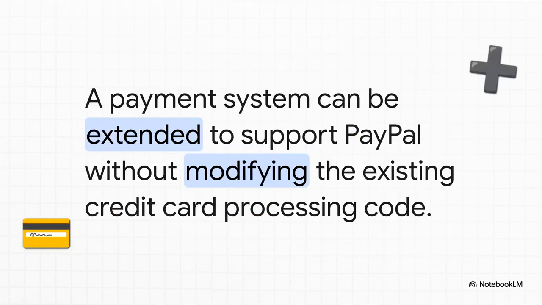Think about it like this. Say you have a payment system that takes credit cards. It works great. It's been tested. It's solid. Now your boss comes along and says, we need to accept PayPal. The Open/Closed Principle says you shouldn't have to go in and change all that working credit card code. Nope. You just add a new module for PayPal. You extend what the system can do without risking what it already does.